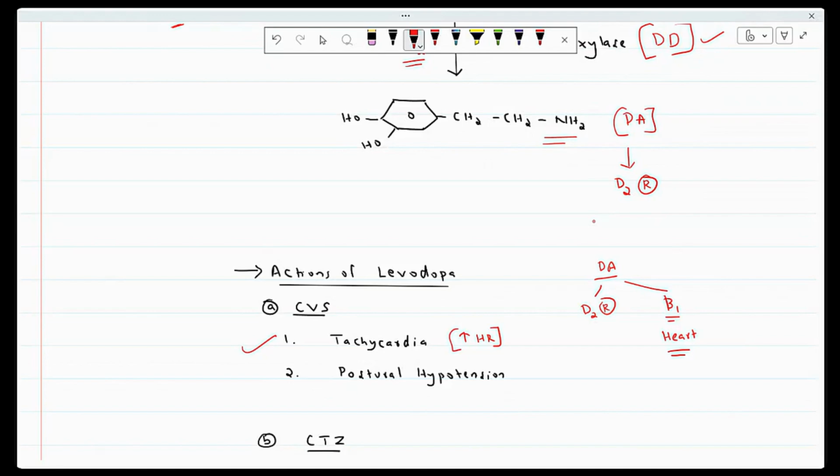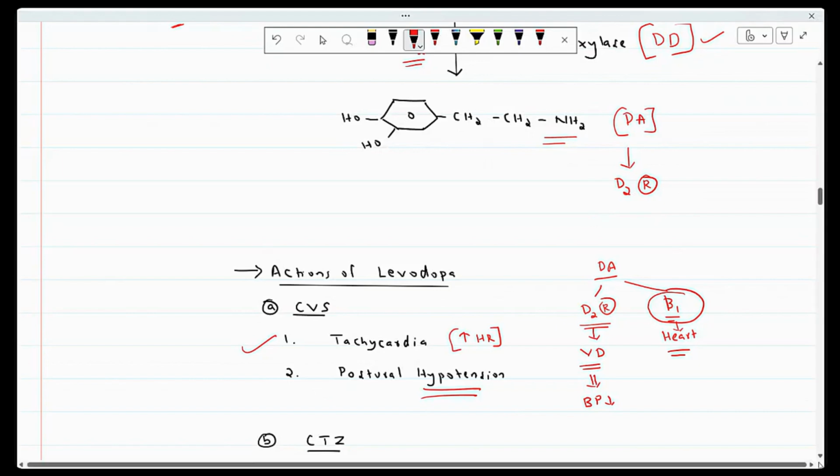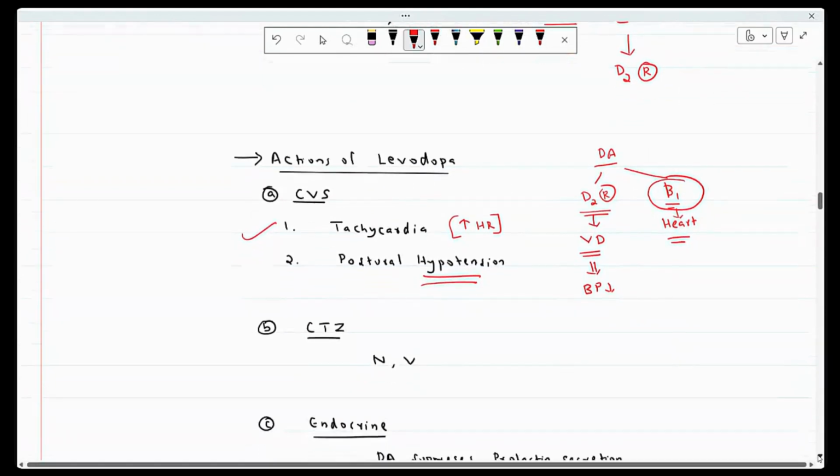Now when the D2 receptor is stimulated, it results in vasodilation. Blood vessels will be dilated. If blood vessels are dilated, what can happen to the BP? BP will come down. So that results in hypotension. Just remember, it normally stimulates the D2 receptors, but at higher doses, it can also stimulate the beta 1 receptor, which can stimulate the heart. That is why this tachycardia problem will come. Hope it is clear. So those are the two actions you need to remember: tachycardia as well as postural hypotension.